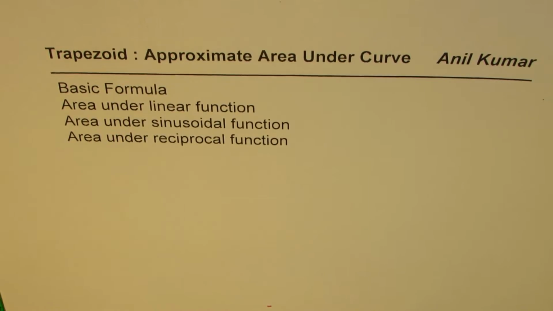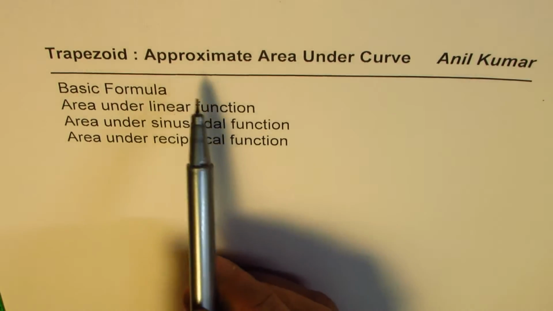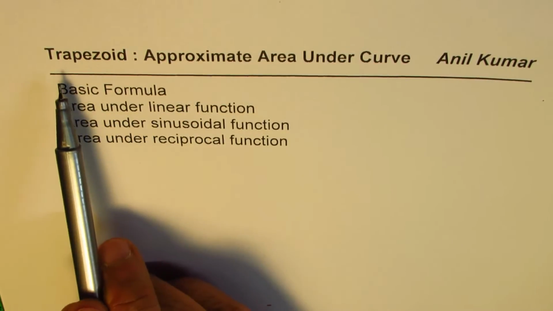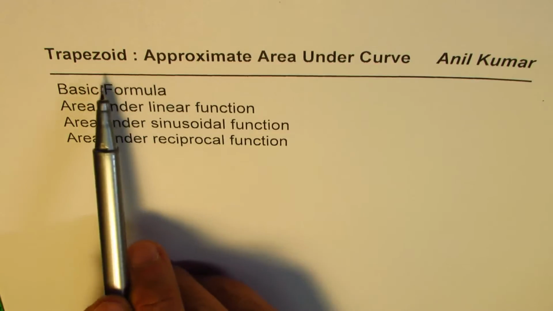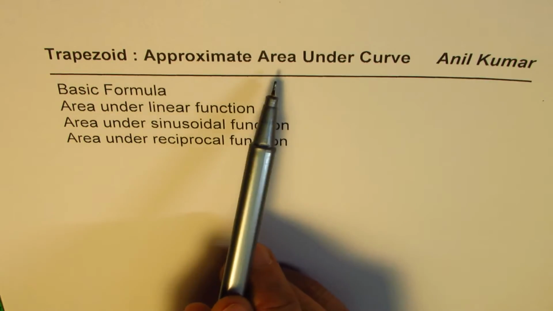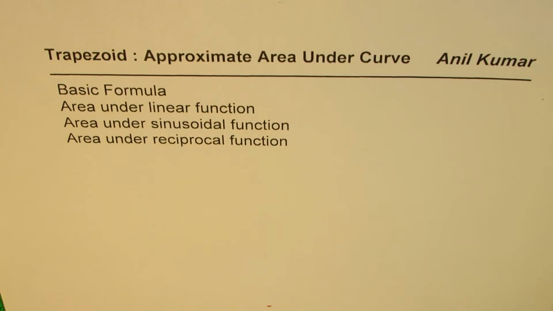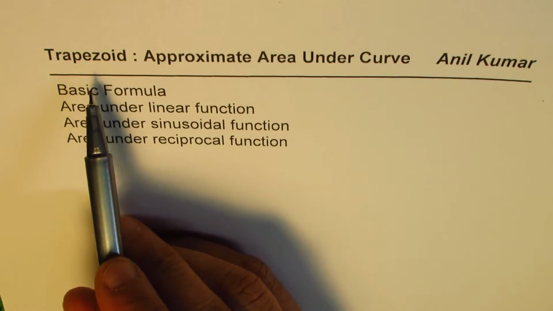So in this particular video, we'll talk about approximating area under the curve, and we'll take up trapezoids, which can help us to approximate area under the curve. From here, we'll build up the concept of Riemann sum for approximation, and then definite integrals and so on. So let's look into the trapezoid first.